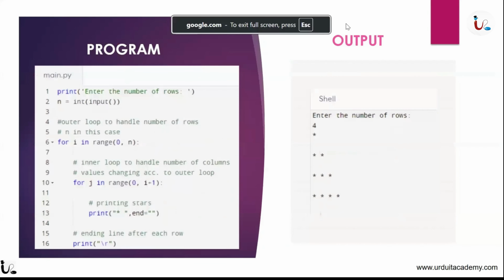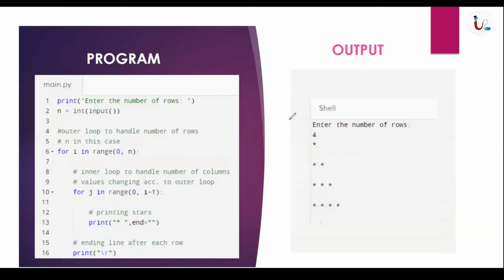Okay, so here you can see this is a program to create a star pattern. This is the output we need. First I'm asking the user to enter the number of rows. You can see the user has entered 4, so 4 will be stored inside the variable n.